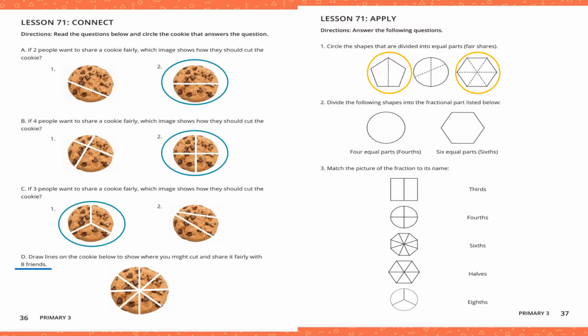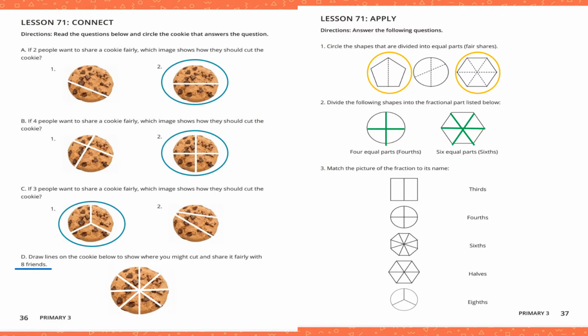Number 2, divide the following shapes into the fractional part listed below. I have here a circle. I want to divide it into 4 equal parts. 4 equal parts means fourths. So I will divide it like this. 6 equal parts. 6 equal parts means sixths. So I will divide it like this.